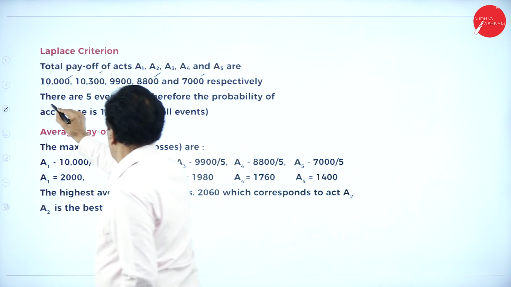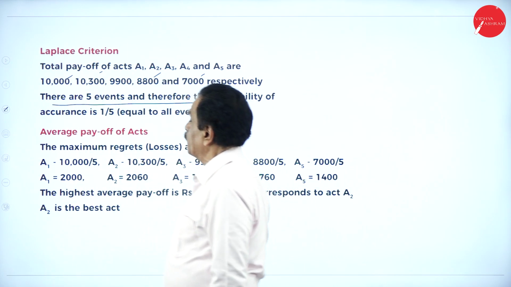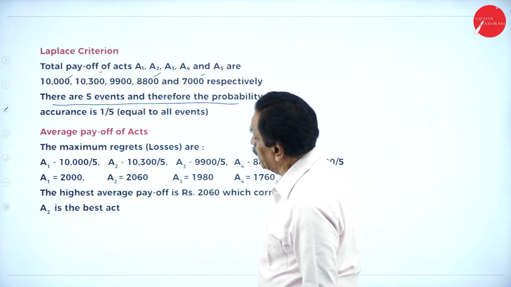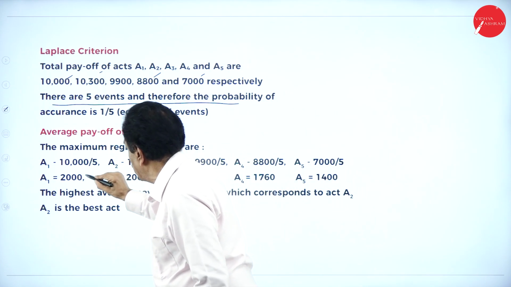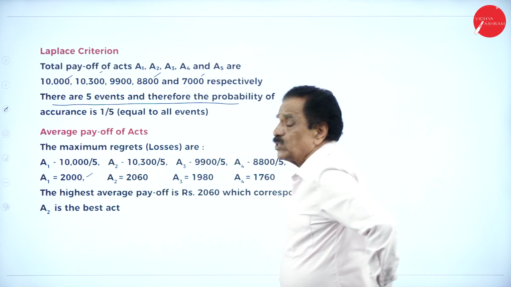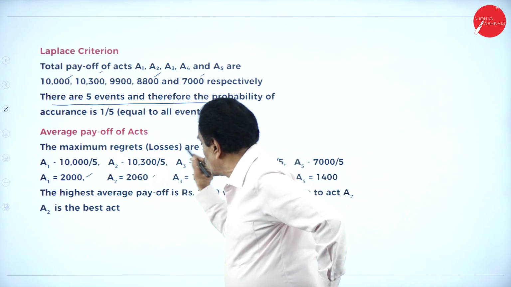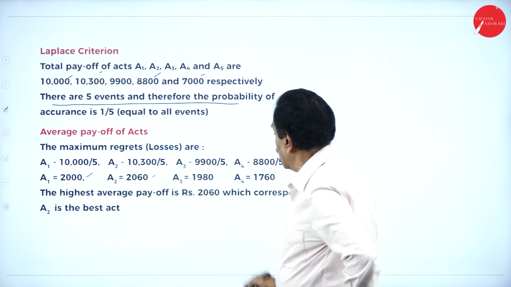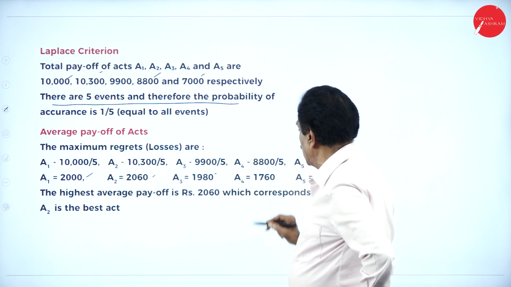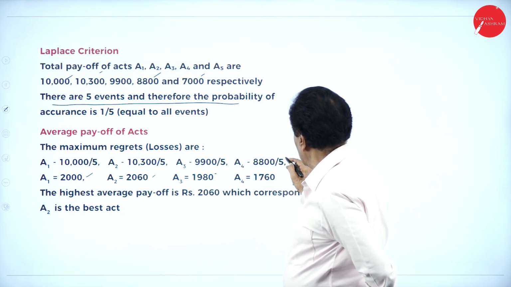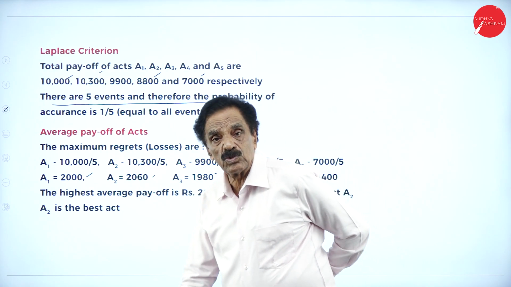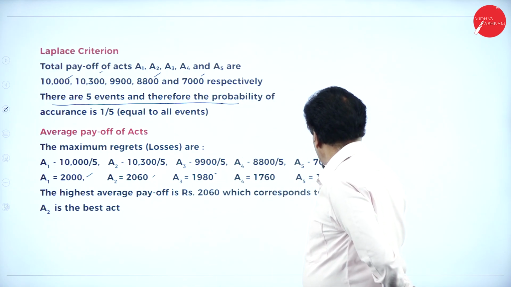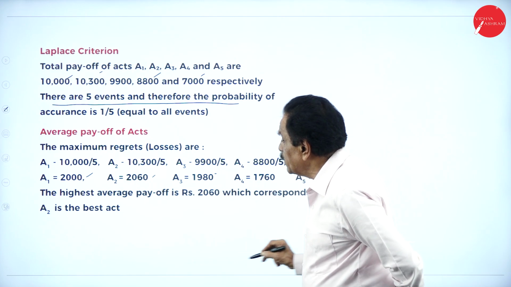There are 5 events and therefore the probability of occurrence is 1 by 5 equal. So 10,000 divided by 5 is 2,000. 10,300 divided by 5 is 2,060. A3, 9,900 divided by 5 is 1,980. A4, 8,800 divided by 5 is 1,760. A5, 7,500. Among them, which is the highest one?